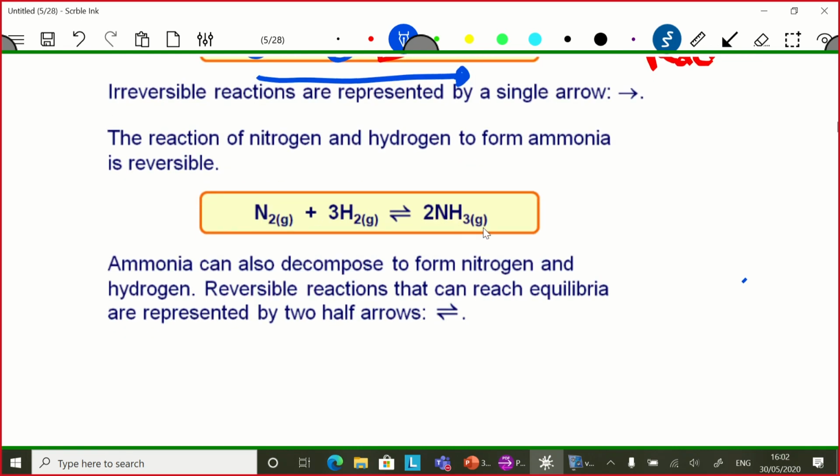If I have a reaction and I notice I have this half double arrow, that's telling me that this reaction is a reversible reaction.